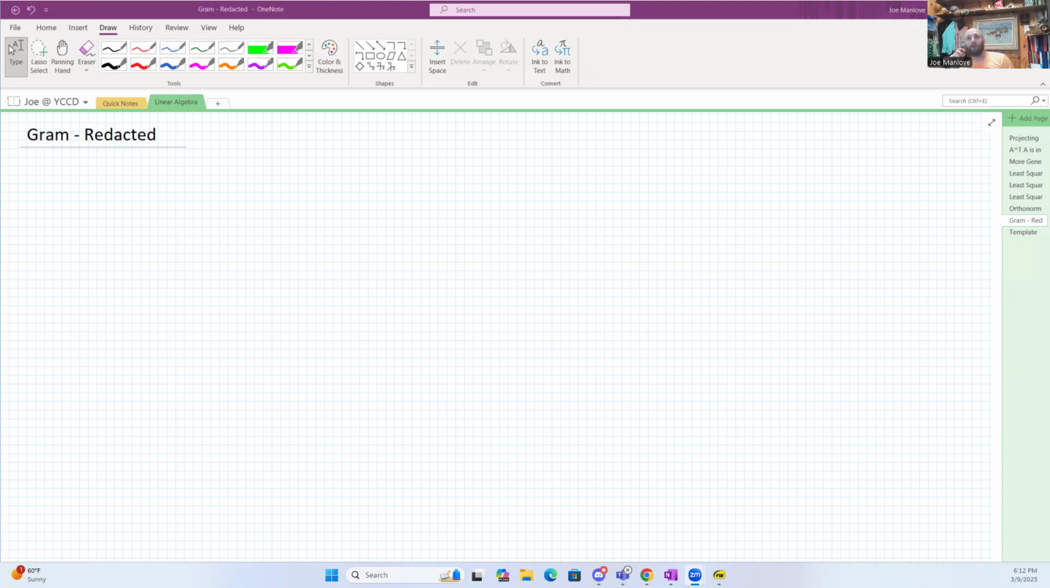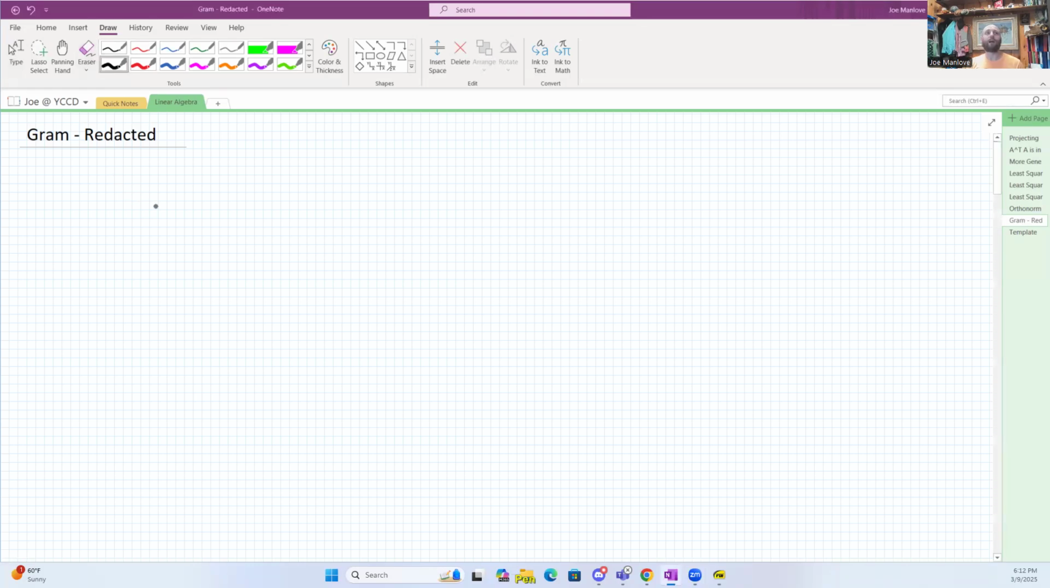Schmidt was a Nazi collaborator, so frankly, fuck that guy. He also didn't do anything to contribute to the math here, so I don't know why his name's on this. I wish it weren't, so I took it off. Gram redacted. Here we go.